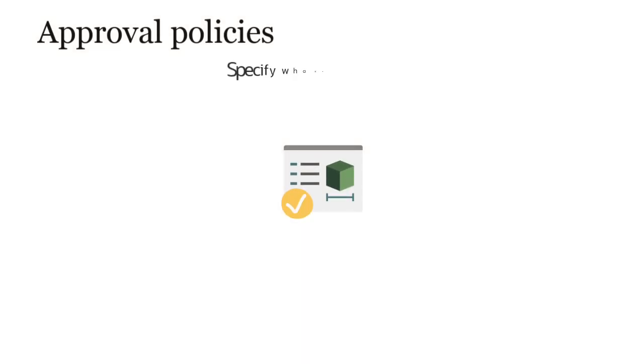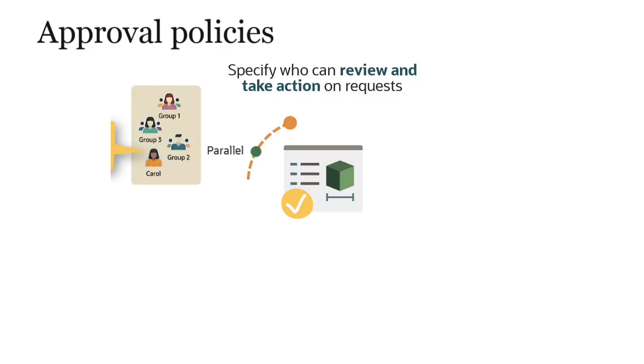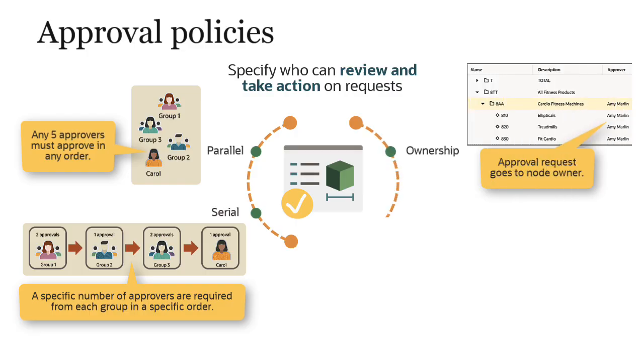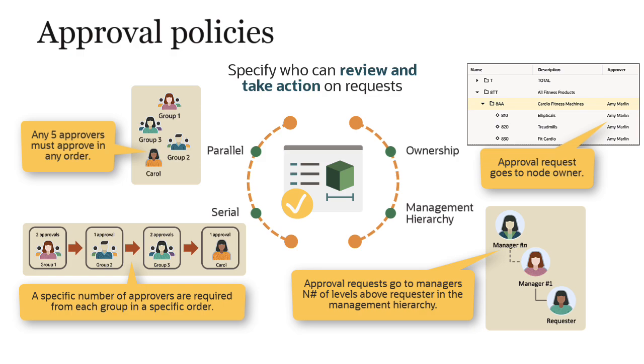Approval policies specify who can review and take action on requests. Static approval policies let you invite specific users or user groups to approve changes, either in serial or in parallel. Dynamic approval policies invite approvers based either on an ownership property assigned to nodes being changed or based on the management hierarchy of the request owner. Depending on the contents of a submitted request, the appropriate approval policies become effective, and invitations to participate in the review are sent to approvers.